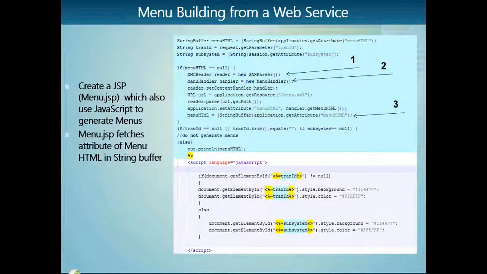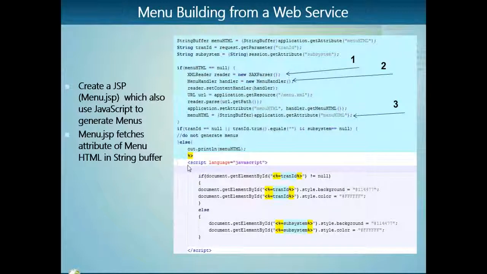When the menu.jsp file runs, it fetches the attribute menuHTML, which is basically a string buffer that contains the necessary HTML code to display the output to the user, that is, the menu in our case. If the attribute exists already, menuHTML is printed out to display the page to the user. However, if no attribute is returned, SAX parsing comes into play. It performs some actions.